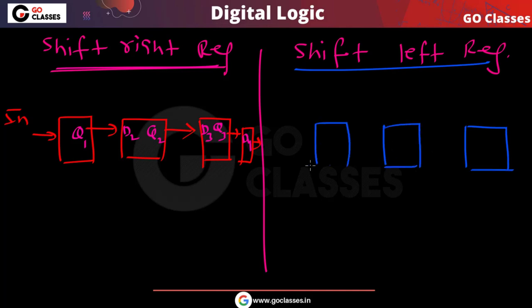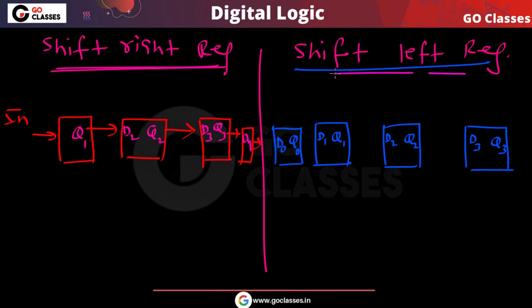Let us assume you have three flip flops. In this situation, what do you need? D1 Q1, D2 Q2, D3 Q3, and let us assume you have one more, that is maybe D0 Q0. Now you have these four flip flops.